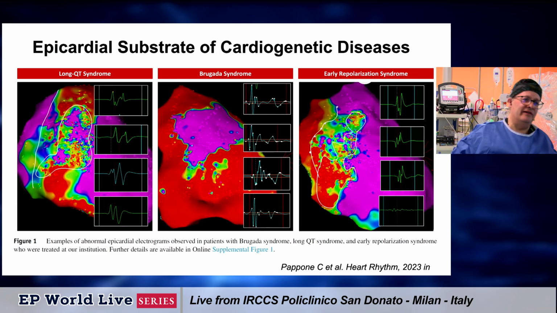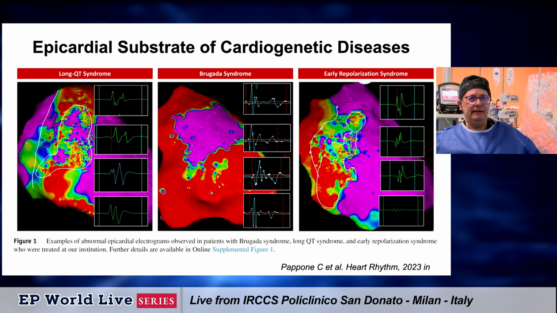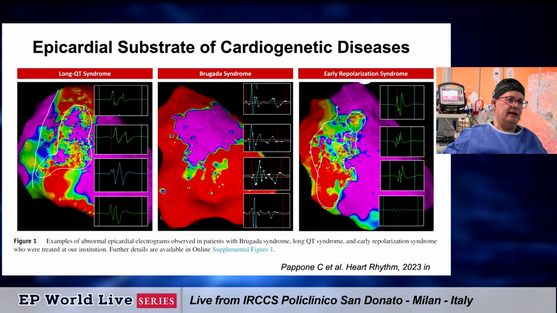And what we found in the last 10 years is that we have three typical substrates, most probably produced by the genetic predisposition in combination with the immune mechanism in the pericardial cavity. You see, the substrate of long QT is associated with the presence of low voltage and fibrosis, showed in red color, and the normal tissue is in purple.